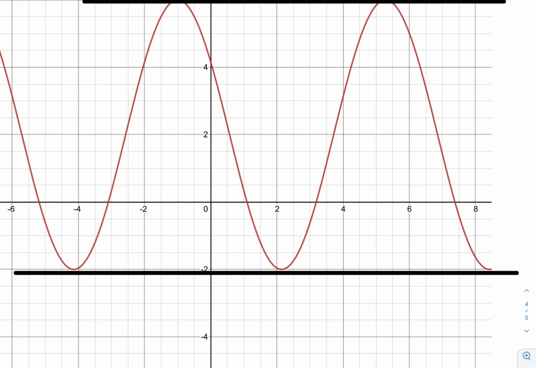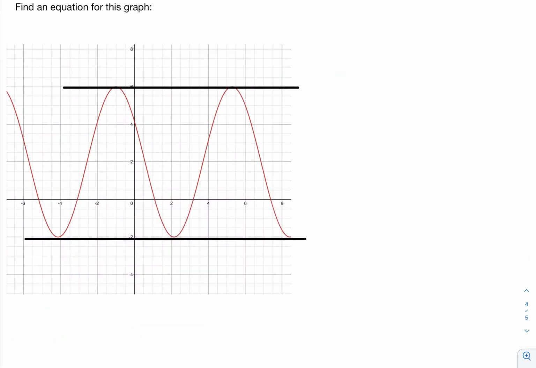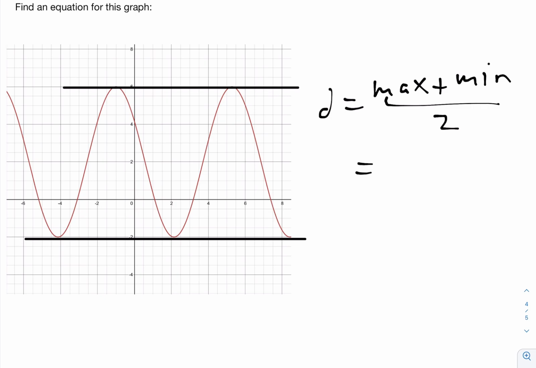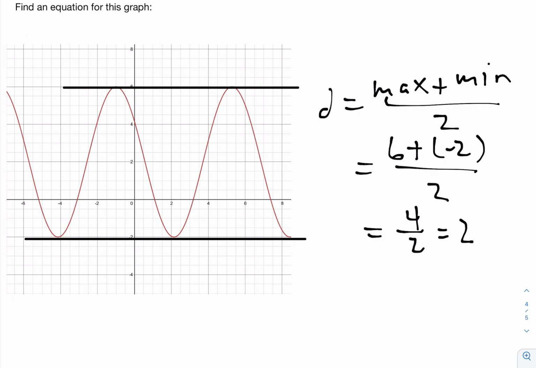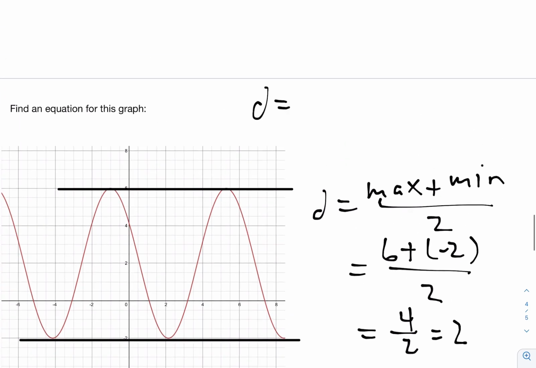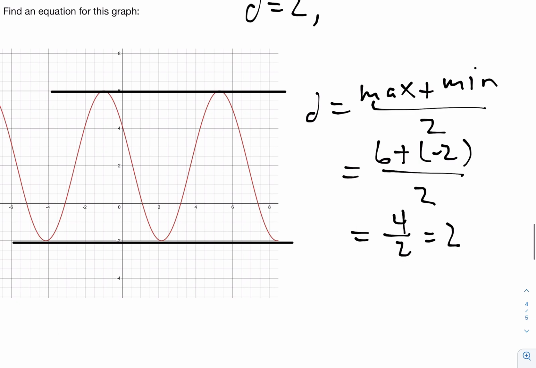So if we know the maximum and the minimum value, we can always find the d value. The d is going to be the max plus the min over 2, so the average value between them. The maximum is 6 plus the minimum, which is negative 2, over 2. That's going to be 4 over 2, which is 2. So the d value is going to be equal to 2. And once we know the d value, it's going to be easy to find the a value.